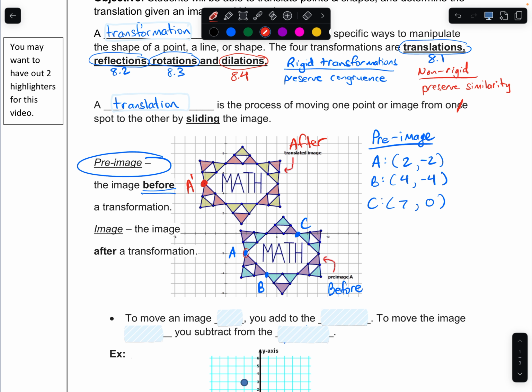We call that point A prime. This is red prime. It's really A just with a little apostrophe next to it. But you should know that it's pronounced A prime. So A apostrophe is read A prime. And it just means where the point A is sent to. Similarly, we have B prime here and C prime here.